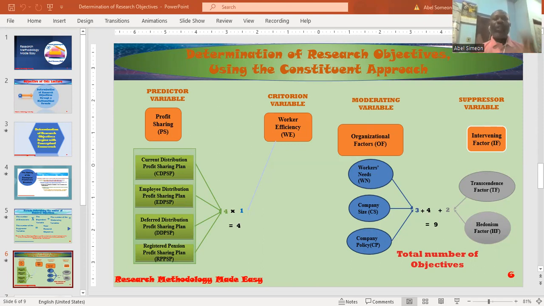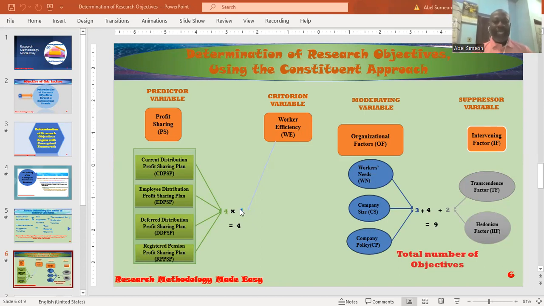So let me cap it up. For you to know the total number of research objectives, you need to multiply the dimensions of your independent variable by the dependent variable, which is 1, and then add the moderating variables, and whatever you get, add the suppressor variable to it, and then you get your total number of research objectives.